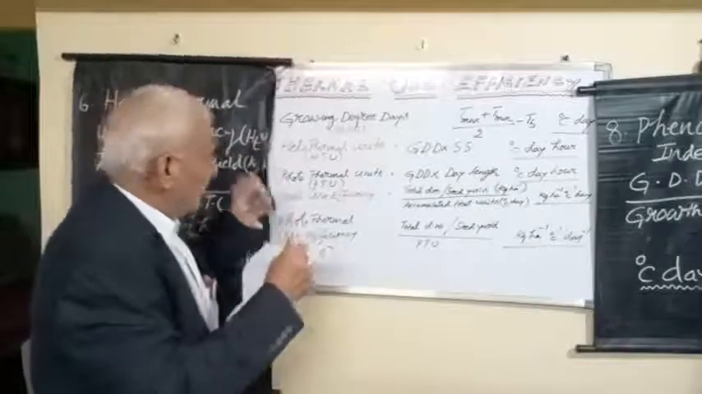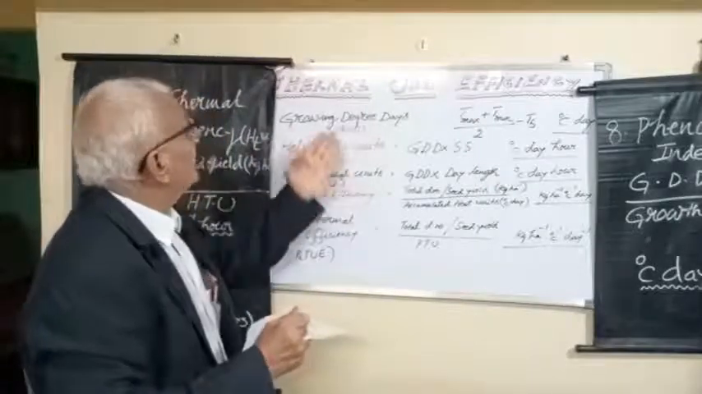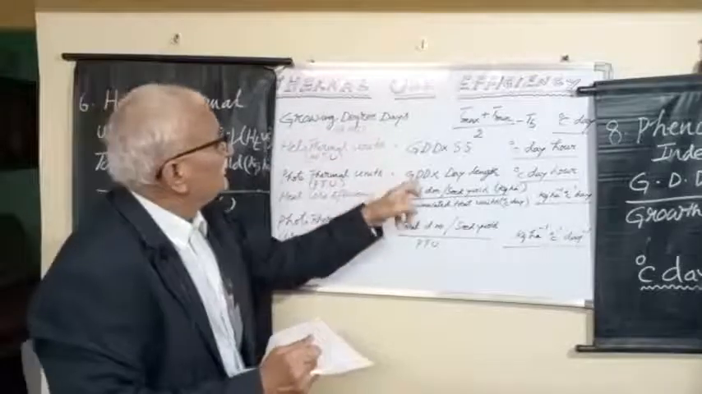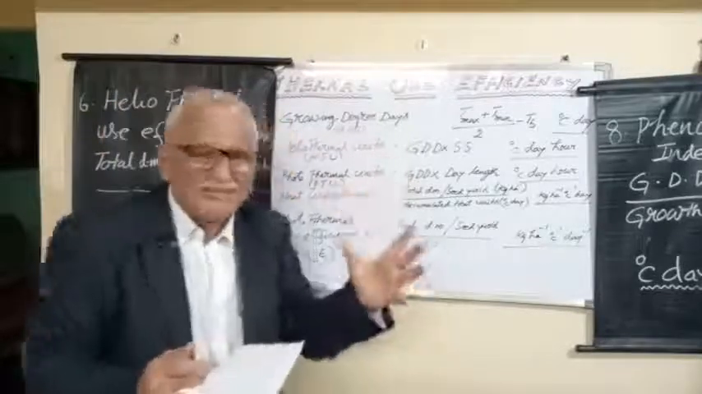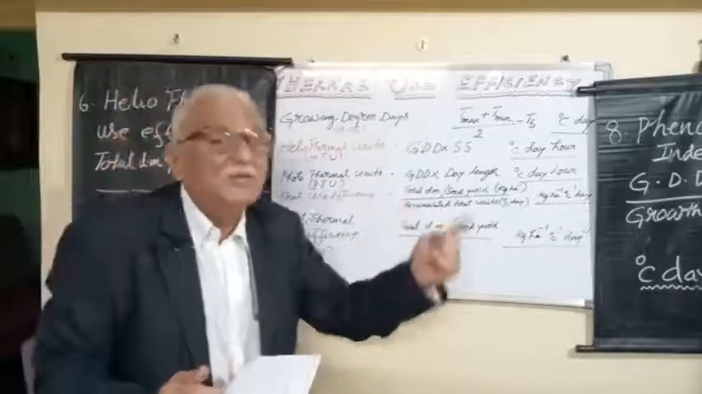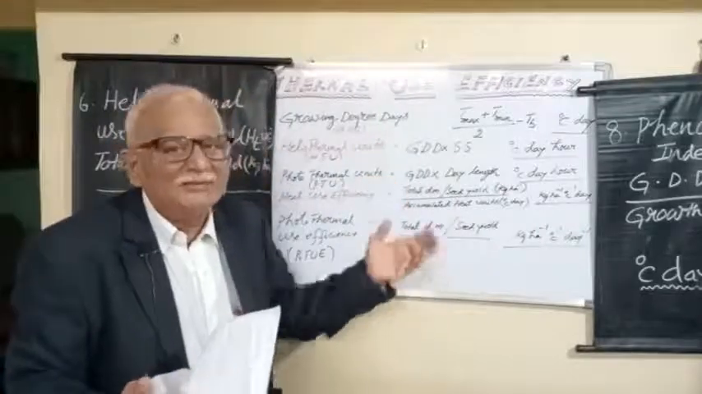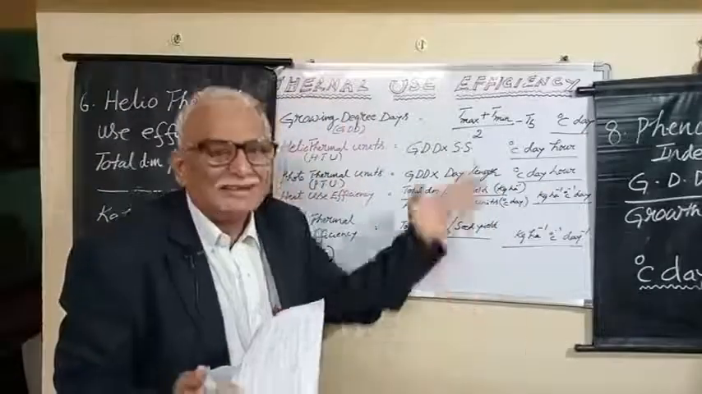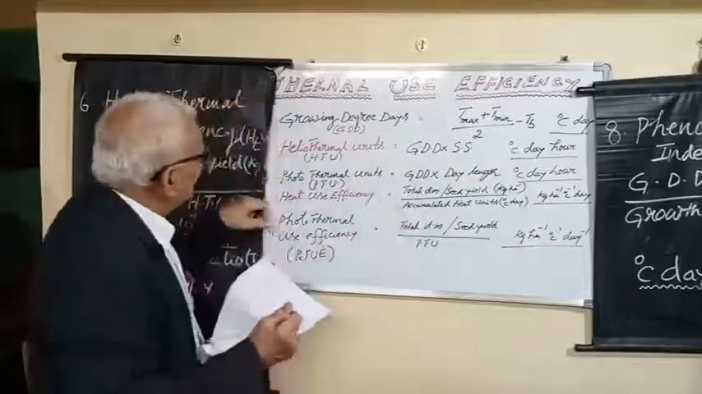Now, what is photothermal units? First one is growing degree days, second one is heliothermal units. What is photothermal units? GDD into day length. GDD into day length. So, what is GDD units? Degree centigrade day. Hour. Day length is also in hours, like sunshine hours. Now, what is the fourth one?